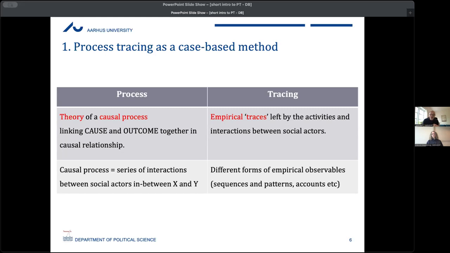So then your causal process is some kind of interactions between social actors that are linking X and Y together in some kind of causal relationship.